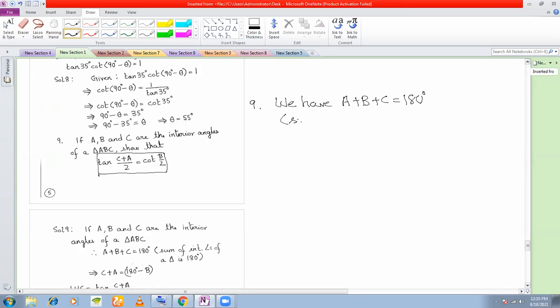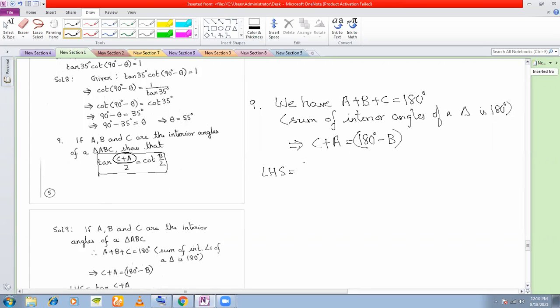Why? Because the sum of interior angles of a triangle is 180 degrees. Okay, so once we know A plus B plus C is equal to 180 degrees, you see that on the left hand side, what do you have? You have C plus A. That means what can you write C plus A as? C plus A you can write as 180 degrees minus B, right? You can write.